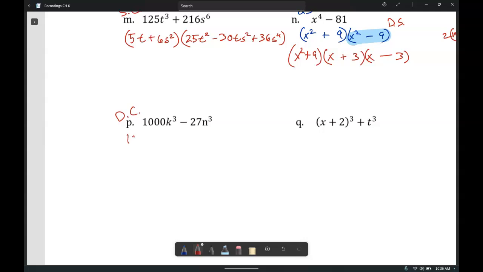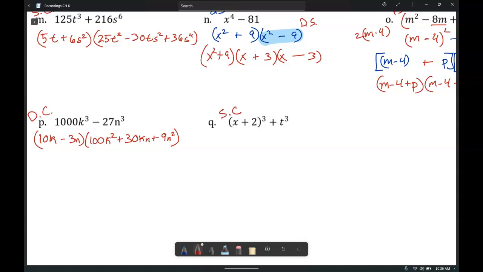Difference of cubes, first term, second term, square of the first term, multiply the two, square the second term. We have a sum of cubes, cube root of the first term, cube root of the second term, first term squared, product of the two, second term squared, simplify.